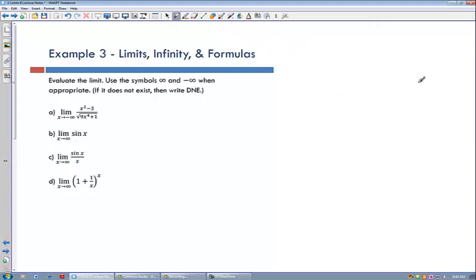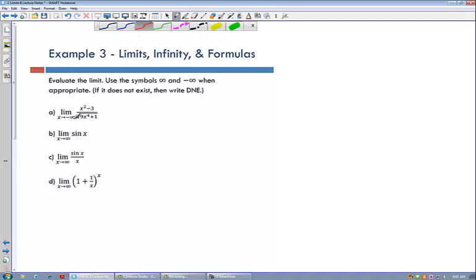Let's look at a couple examples where they're not just polynomial over polynomial. Let's start with this part A here. On this one, what's the idea? You have a polynomial on top, and on the bottom you have the square root of 9x to the fourth plus 1. You can still use the same idea we did before.